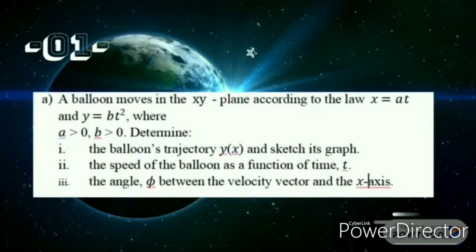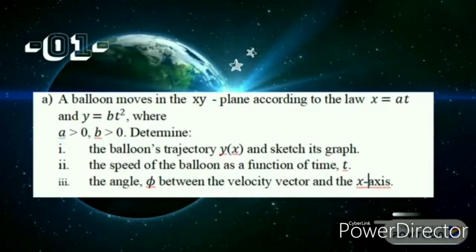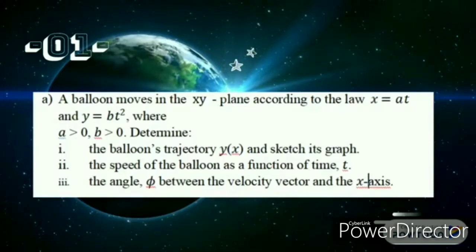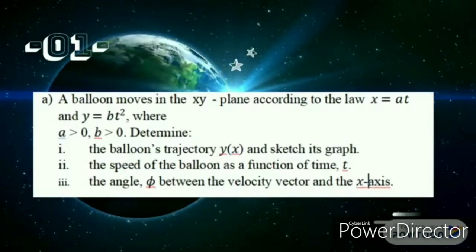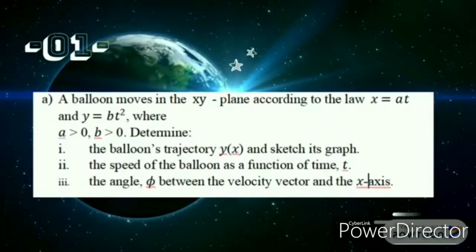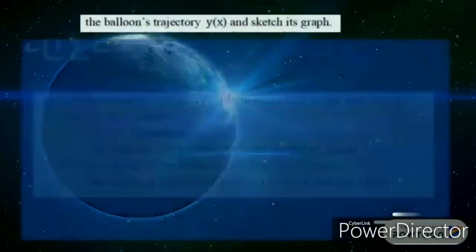For the question 2a, it is stated that a balloon moves in the xy plane according to the law x equal to at and y equal to bt squared, where a is greater than 0 and b is also greater than 0. The question 1 Roman asks us to determine the balloon's trajectory with function of y and sketch its graph.